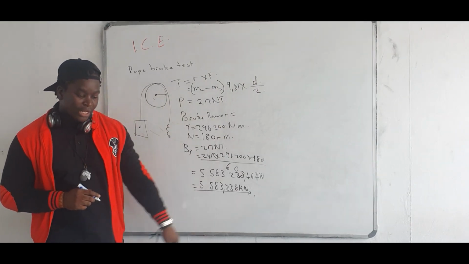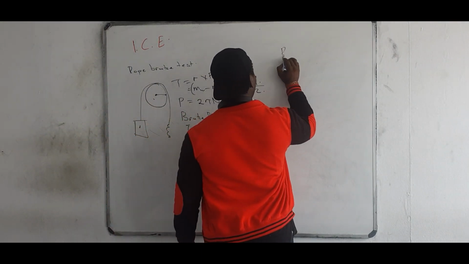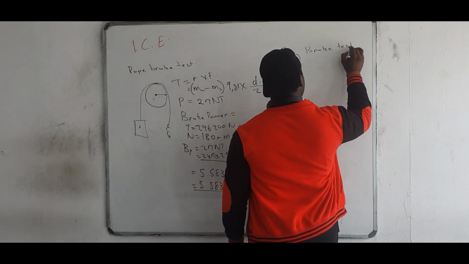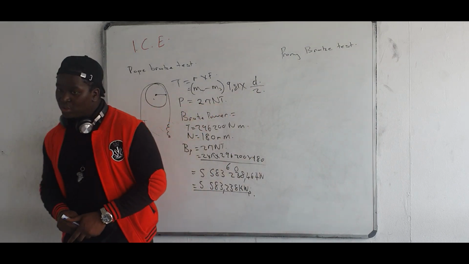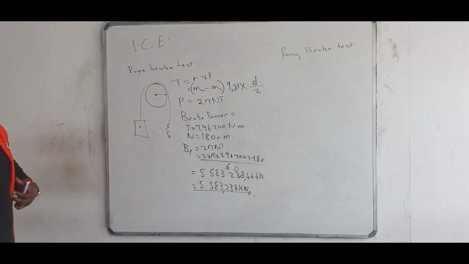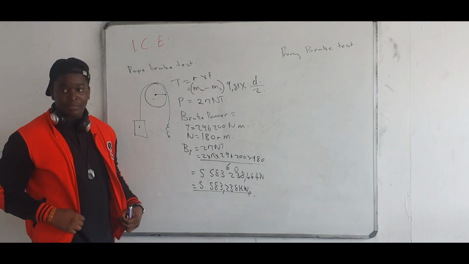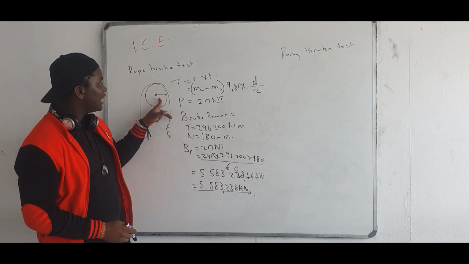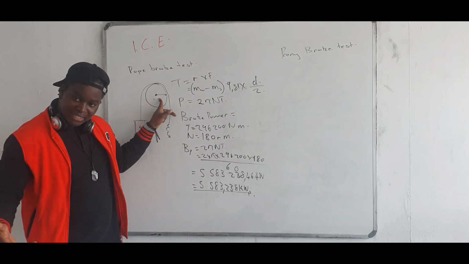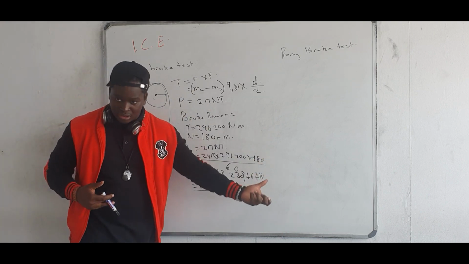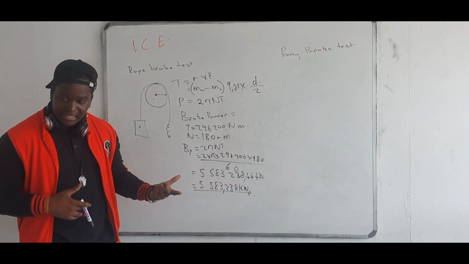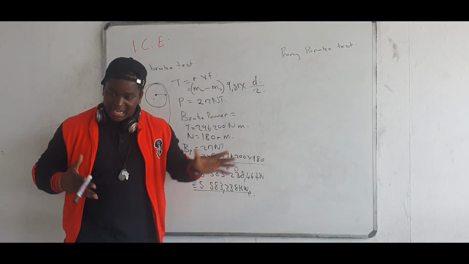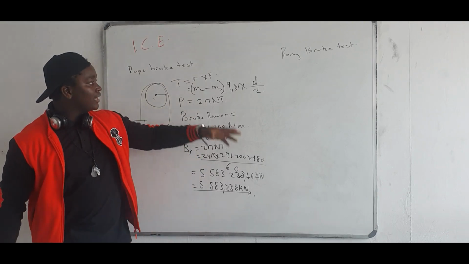Are we together? Now when it comes to the prony brake test, right, this is the last one. For the prony brake test, it's still exactly identical, but where we measure from becomes different. So if you want to measure a lot of torque, if you've got a smaller radius, you will have to compensate with tons of force. But if you've got a bigger radius, then you don't need tons of force. That means a prony brake test can measure larger amounts of torque than the rope brake test.